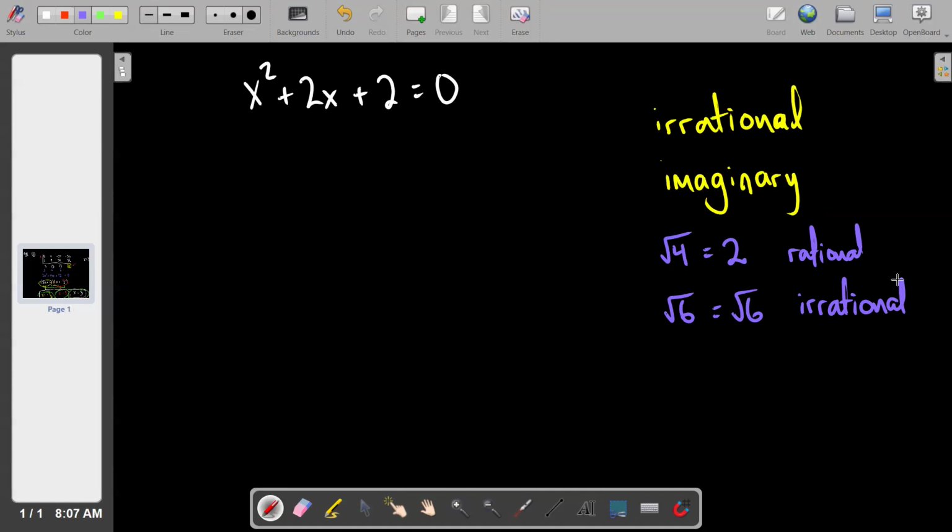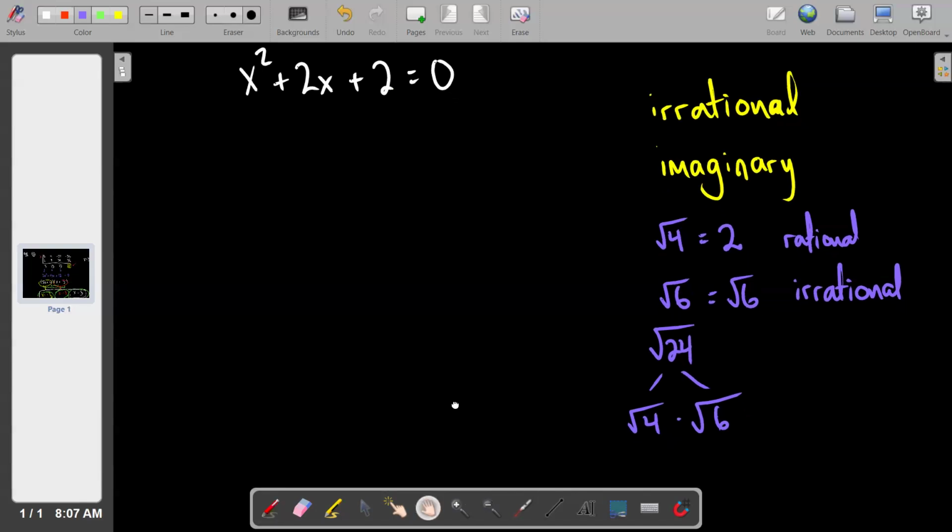You'll also remember from Algebra 1, what if I gave you the square root of like 24? Do you guys remember how to break these down? It's been a hot minute. You do like a little tree. What two square roots make the square root of 24? 4 and 6 would be the only acceptable choice there.